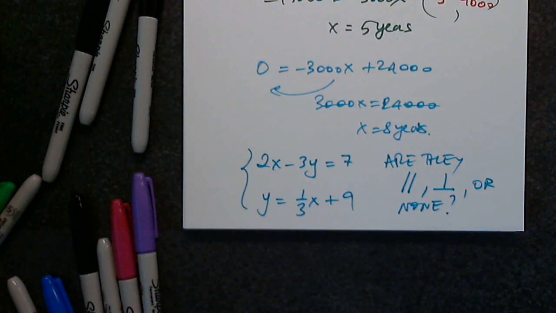So we have two lines. Obviously, these are two linear equations. We don't know whether they are parallel, perpendicular, or none of the above. What should I do? How do I determine this without graphing, of course? There is no need to graph.